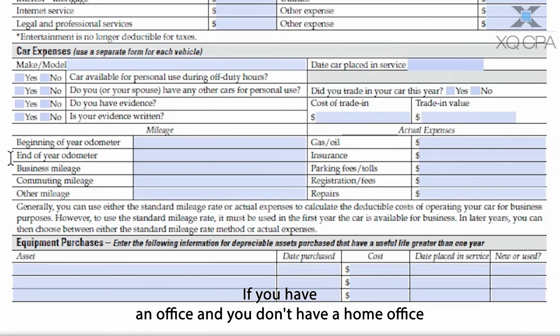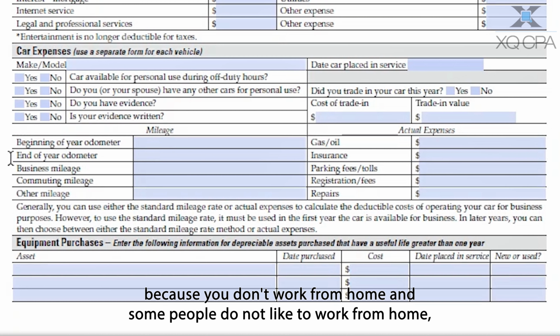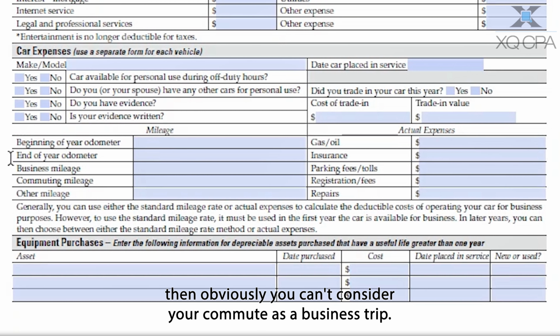If you have an office and you don't have a home office because you don't work from home, and some people do not like to work from home, then obviously you can't consider your commute as a business trip.